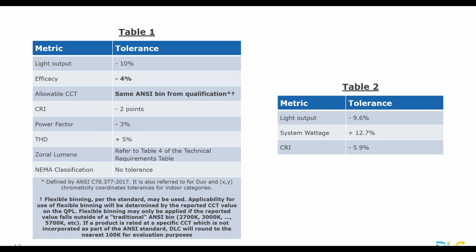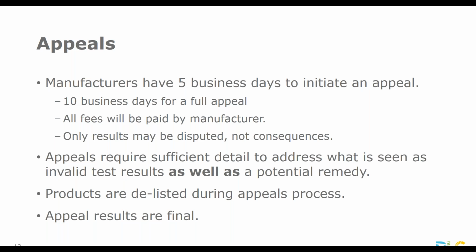So the consequences for failing Table 1, meaning you don't meet the technical requirements, are going to be more severe than failing Table 2, which, as you'll see in just a few minutes, has an option to remain listed on the QPL. And I mentioned it earlier, but it's important to note here that all products are reviewed against the requirements under which they were originally qualified. So if it's a premium product, it's getting reviewed against the premium requirements.